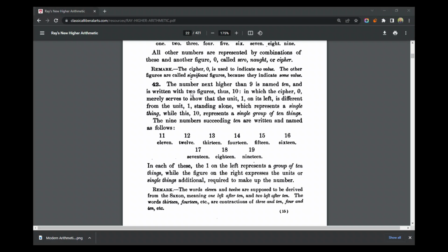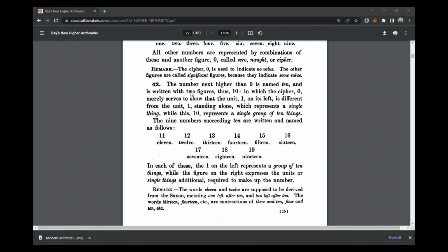In each of these, the one on the left of the number represents a group of 10 things, while the figure on the right expresses the number of units or single things in addition to that group of 10 things, which are required to make up the number. You don't have to pay any attention to that remark on the bottom of the page. It's simply a note about the history of the language here.